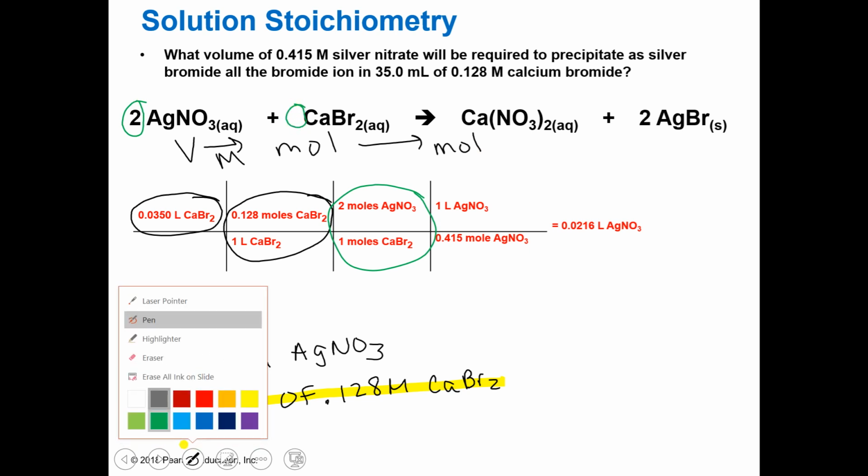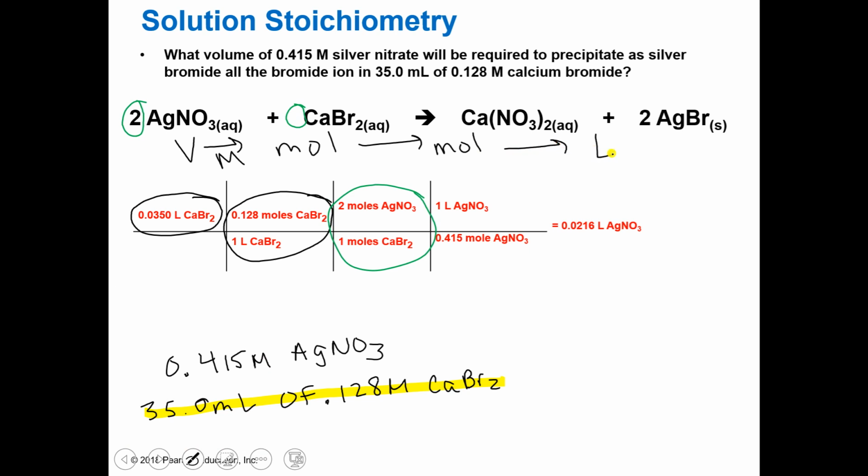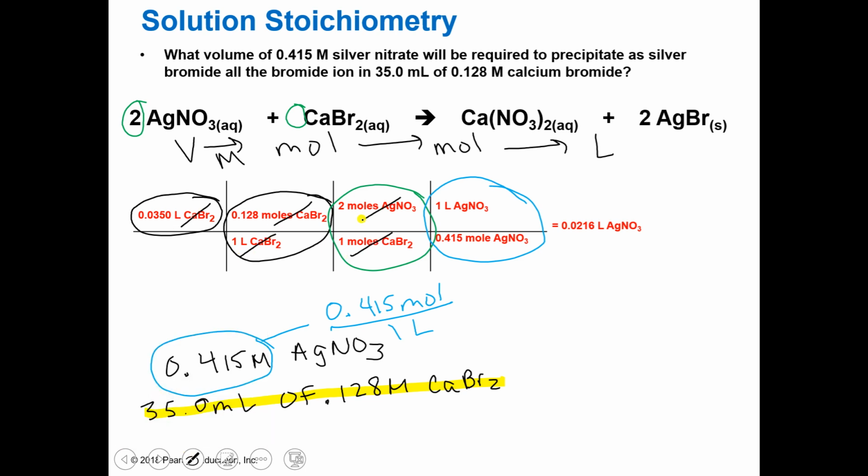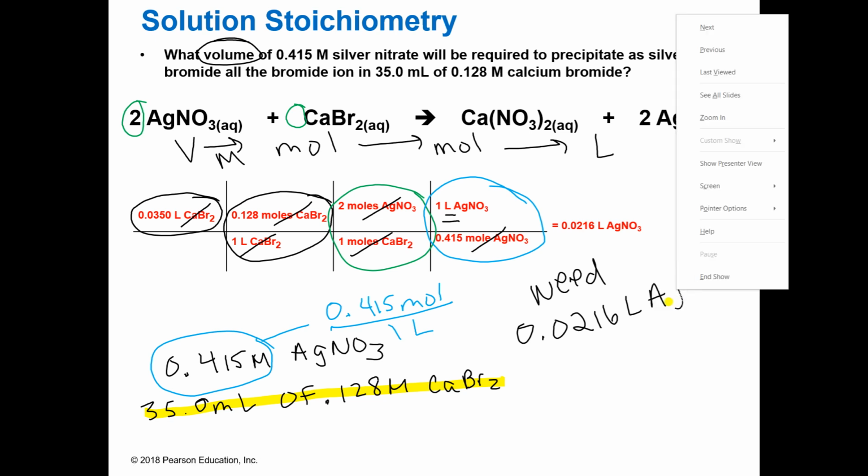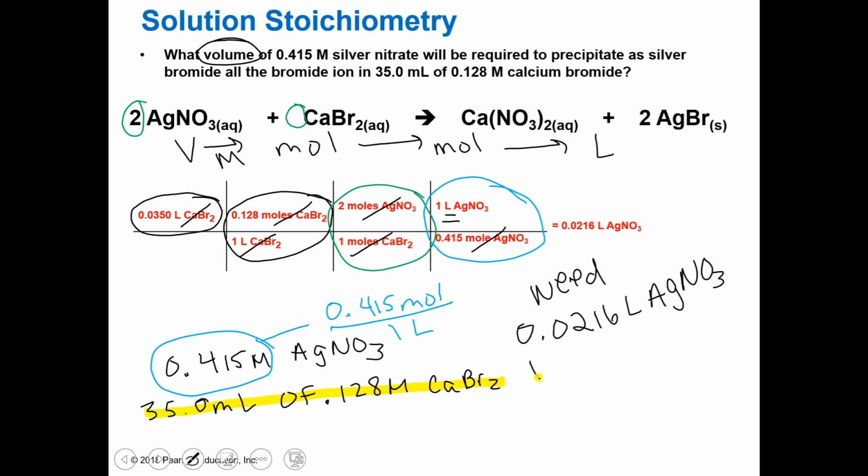Then I'm going to get to liters by way of using the given molarity. We were given this molarity, which we're going to think about in terms of 0.415 moles per 1 liter. And I'm going to use that as a conversion factor so that liters canceled, moles canceled. Now moles have canceled again, and I'm left with liters, which is what it's asking me for, volume. So I multiply the whole top together, divided by the whole bottom multiplied together, and I find that I need 0.0216 liters of silver nitrate. That is 0.415 molar to get all of this to react.